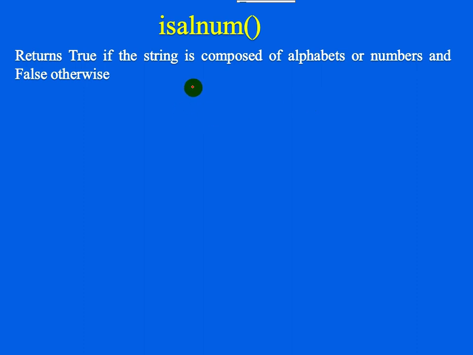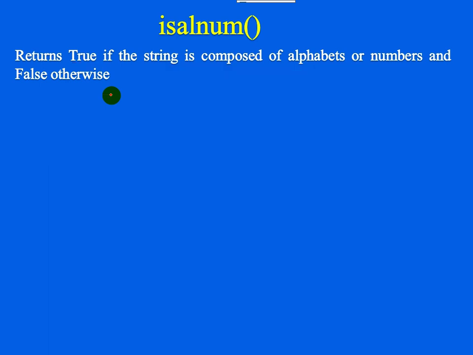Now another important built-in function is isalnum. Even though it is written as isalnum, when you read it, it must be read as is alphanumeric. This function returns true if the string is composed of alphabets or numbers and false otherwise. So if the string contains only alphabets or numbers, true is returned as the answer, otherwise false.